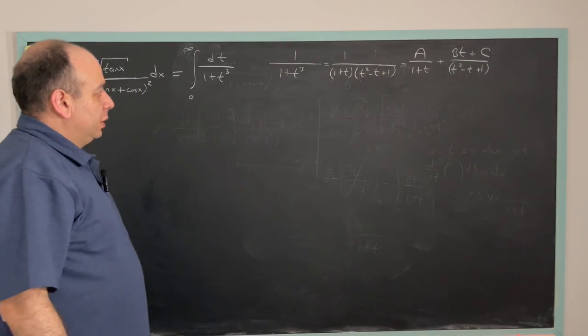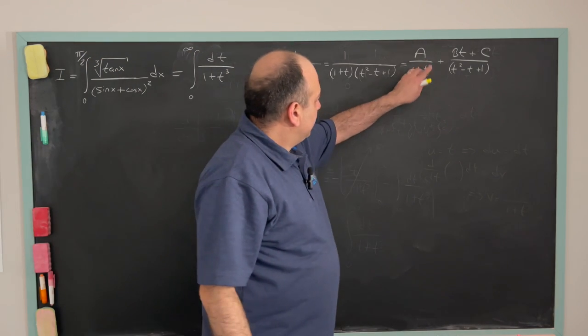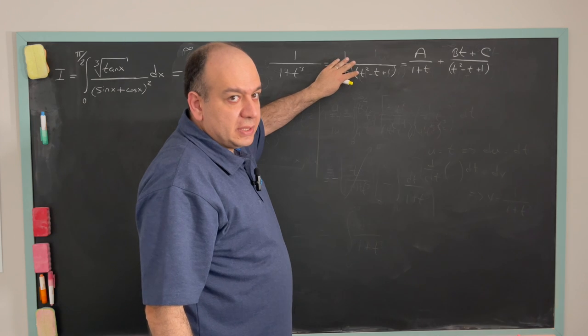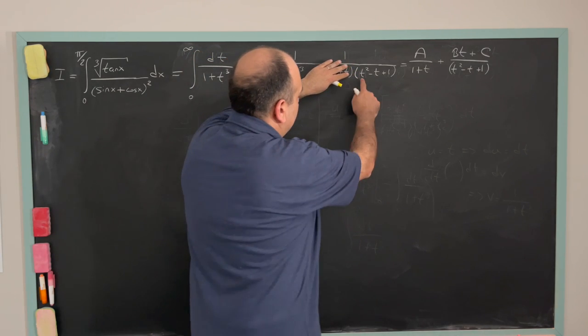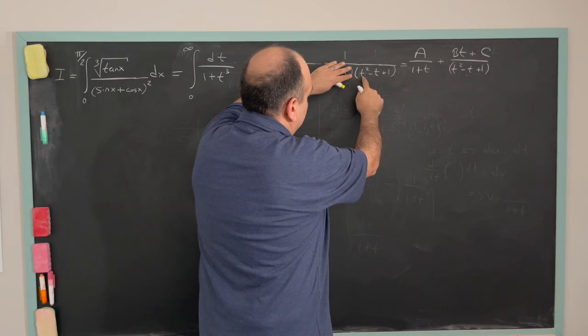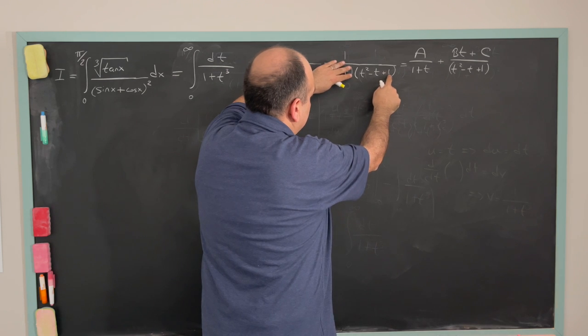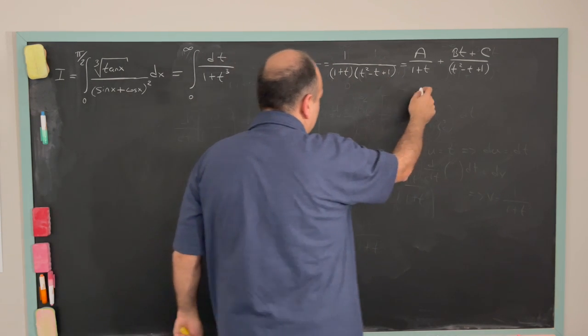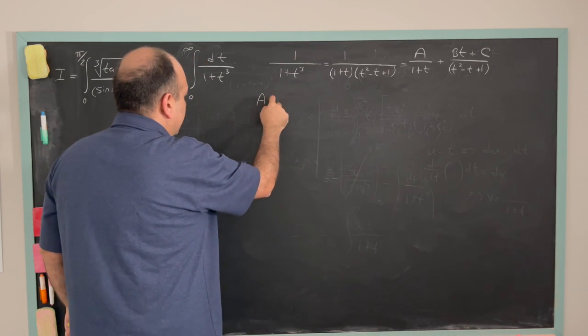Okay. So finding a is easy. On this side, we are going to cover the 1 plus t term, and wherever we see t, we put minus 1. So if we put minus 1 here, this is 1, minus minus 1 is 1, this is 1, 1, 1, 1, 3. So a is equal to 1 third.